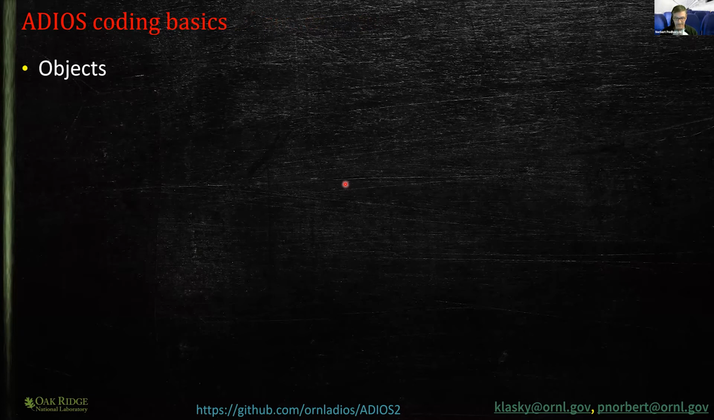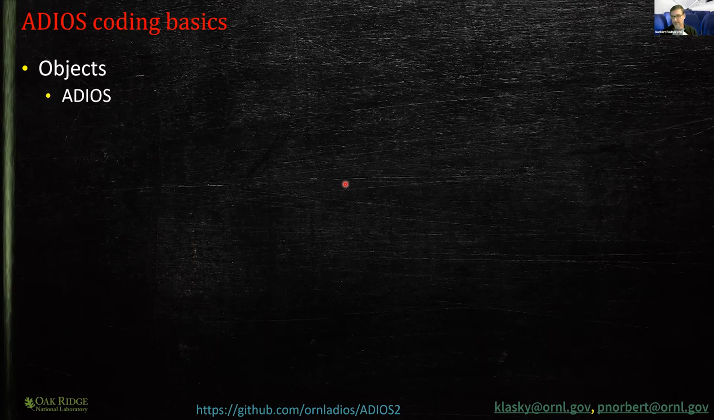Okay, so the coding basics. ADIOS is written in C++, so naturally it has objects. It's object-oriented code, and the C++11, C, Fortran 90 and Python APIs are on top of that C++ library. Even in Fortran, there are special types created for these objects, so that you don't simply have an integer for all kinds of objects, but each one has its own specific type, just for cleaner programming.